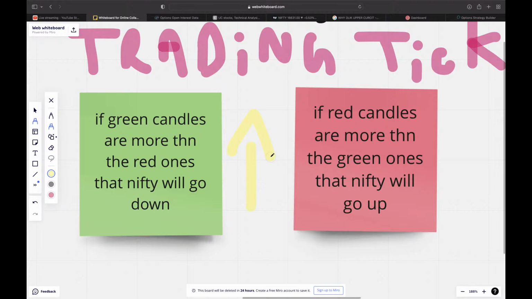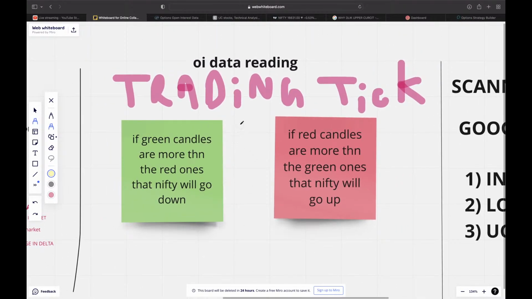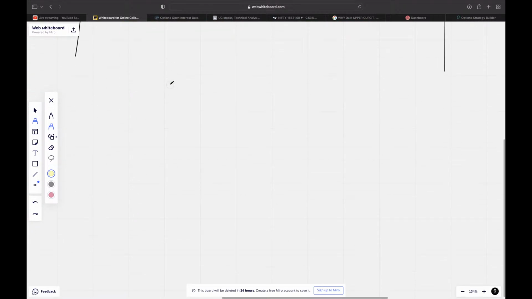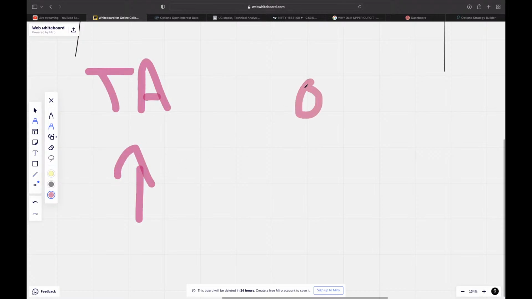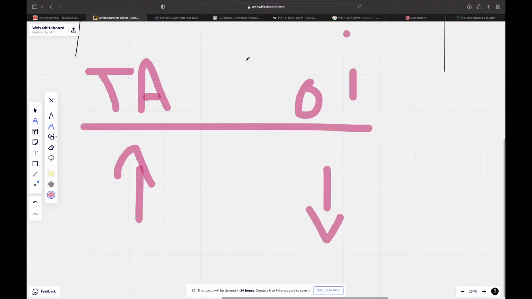Okay. And then you also have your technical analysis done in the back end, which is telling you that Nifty will go up or Nifty will go down. And trading tech will give you the OI data reading where you can cross check if you are right or you are wrong. So, for example, your technical analysis says Nifty will go up, but OI data says Nifty will go down. Then you should take this trade or not?